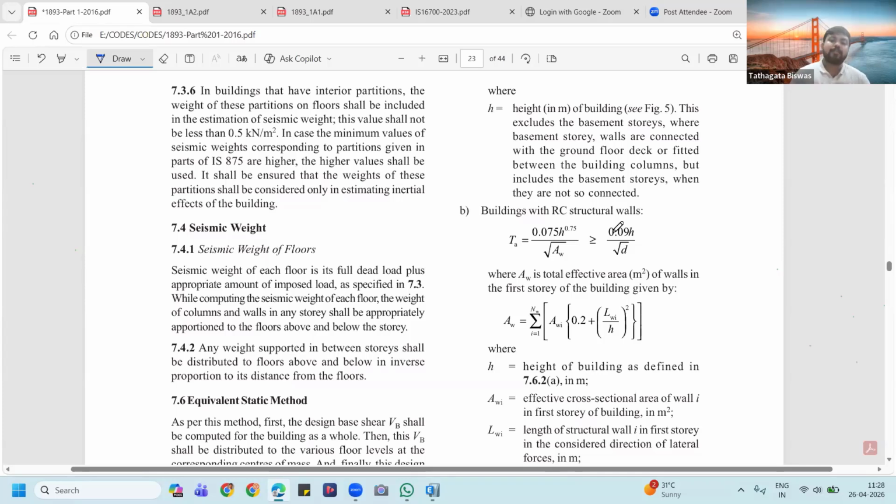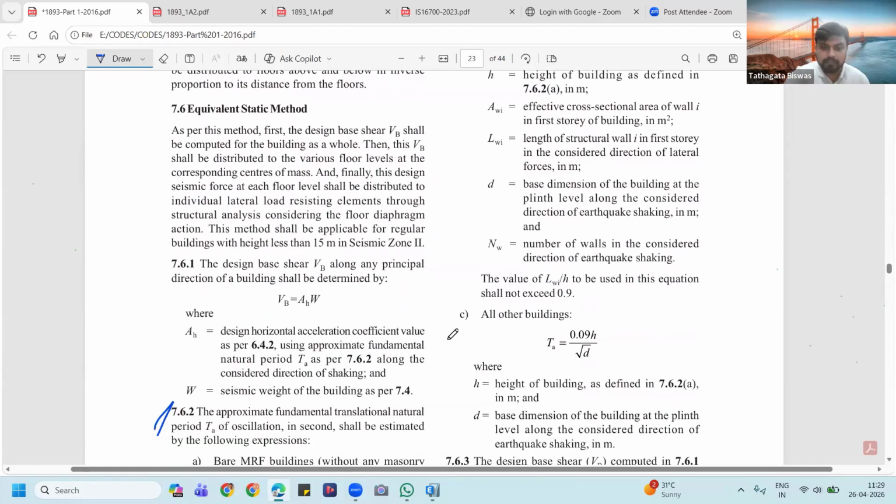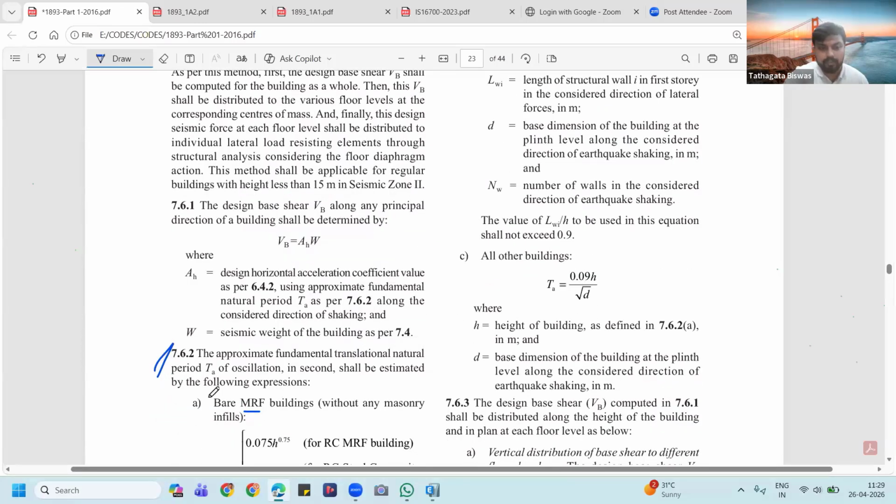Now, if the building is full of shear walls, there are no columns over there, beams would be there, slabs would be there, and the shear walls would be there along with infills or without infills. If such a building is there, then you should use this particular formula given by the code for calculating the time period in the equivalent static method, right? Now the third point, which is all other buildings. If your building is not falling under A and B, then you need to use C, which is the most used formula nowadays, 0.09 h upon square root of d.